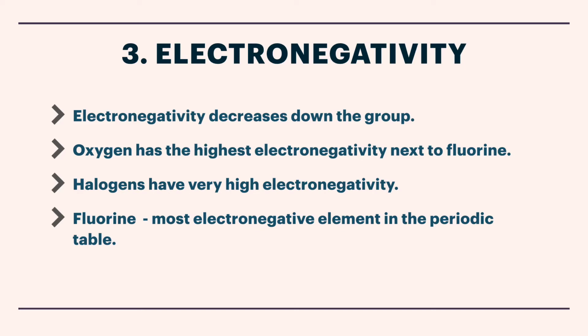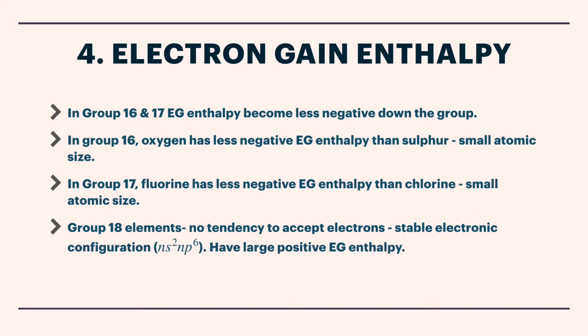Now next, halogens have very high electronegativity, and as I told you, fluorine is the most electronegative atom in the periodic table. Please do remember this. Now next property is electron gain enthalpy. So first we'll understand electron gain enthalpy. It is the amount of energy released when an electron is added to an isolated gaseous atom. So obviously electron gain enthalpy is represented by a negative sign.